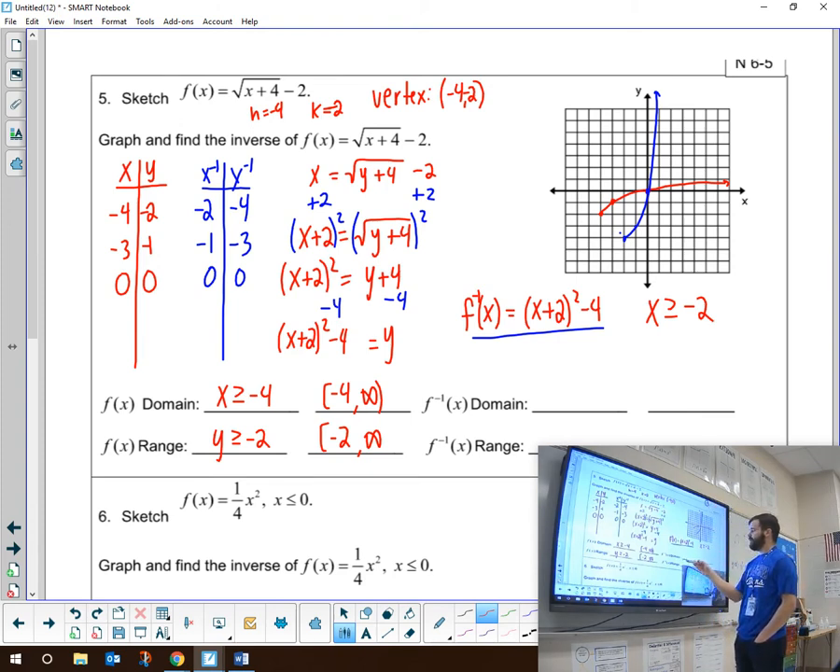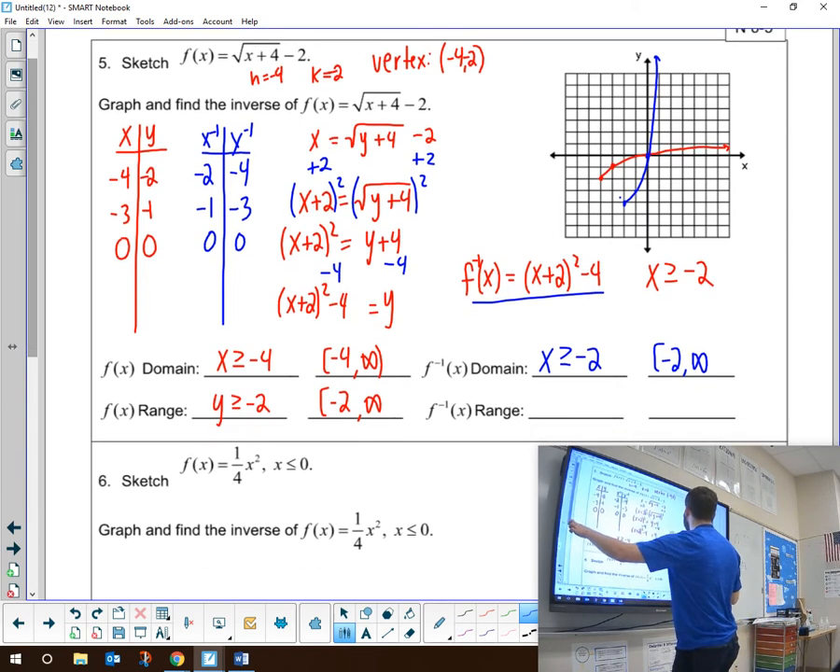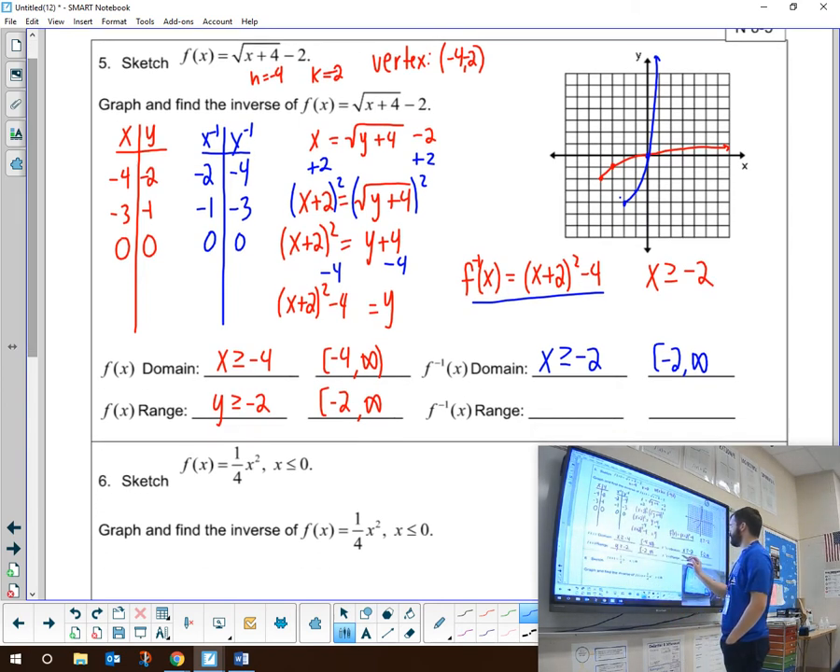Then my inverse domain and range. The inverse domain is that we start at -2 and go to the right forever. So it's x is greater than or equal to -2, or -2 to infinity. The other way we can write that is, our range starts at -4 and goes up to infinity. So it's y is greater than or equal to -4, or -4 to infinity.